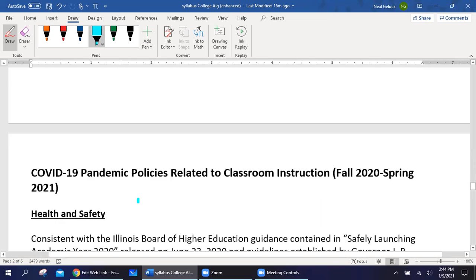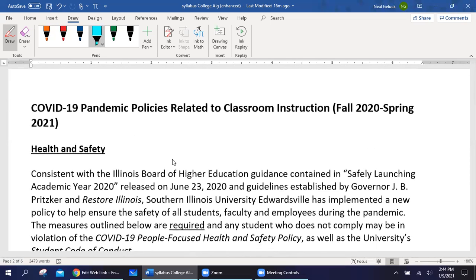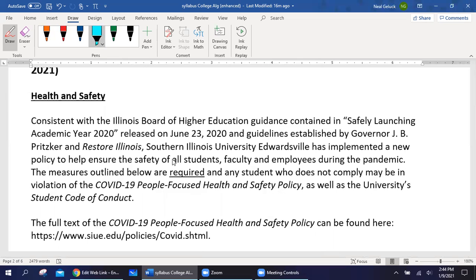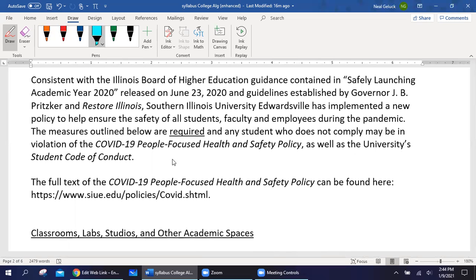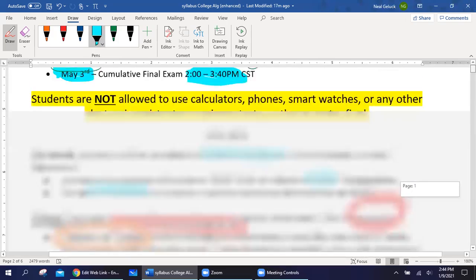The last part of the syllabus deals with COVID-19 policies. Pretty much for us, most of this will not matter because it's for in-person stuff, but I am required to have this on here so you can read through that, but it's probably the same stuff you have on every syllabus and every course. It's just the standard COVID-19 stuff. But with this being an online course, we don't have to worry so much about all of that.